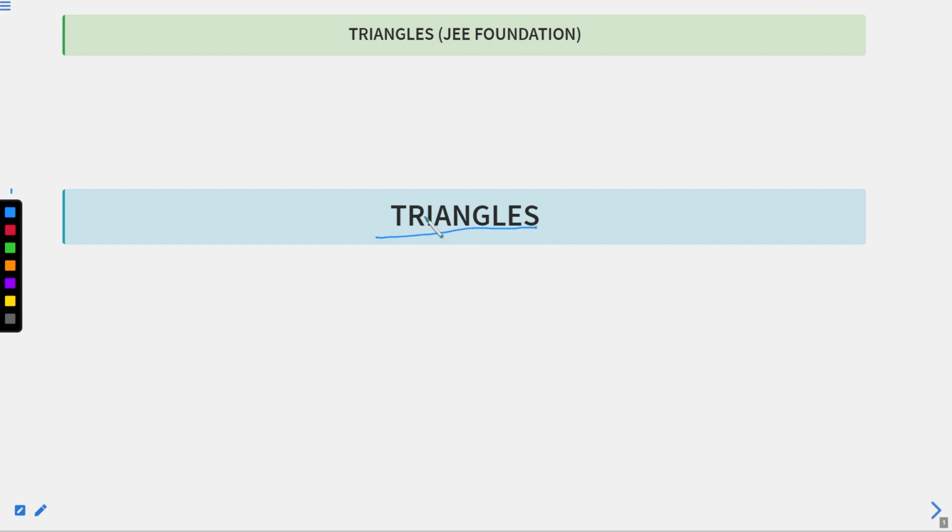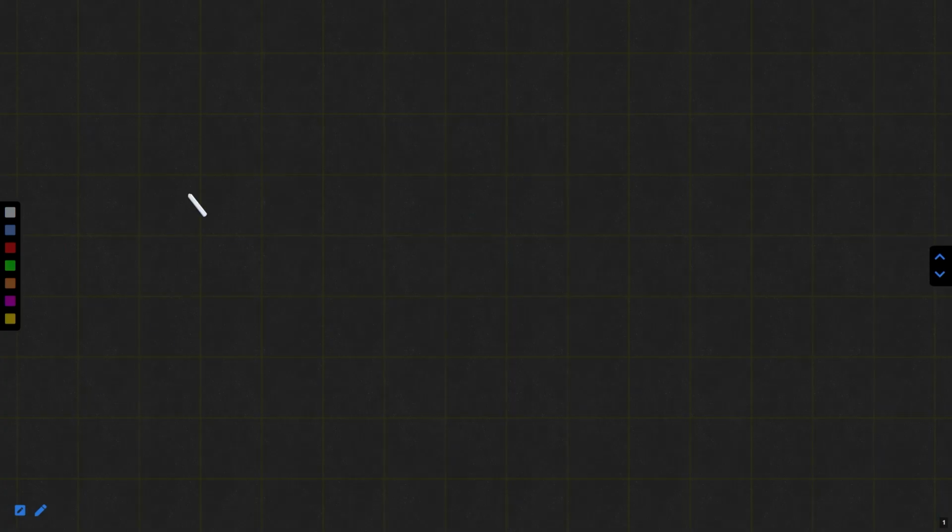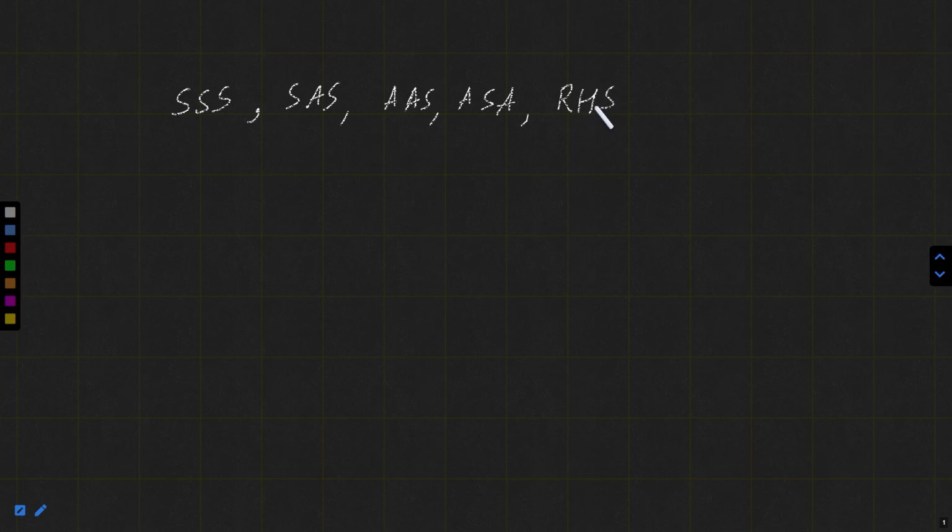Topic of triangles. In the previous part we saw congruency. So what do we mean by congruency, and the necessary conditions to set up that two triangles are congruent. We saw side, side, side; we saw side, angle, side; we saw angle, angle, side; and angle, side, angle. We also saw the right angle, hypotenuse, and side condition. I hope you recalled all of these.